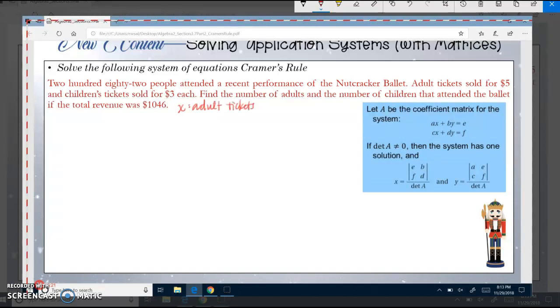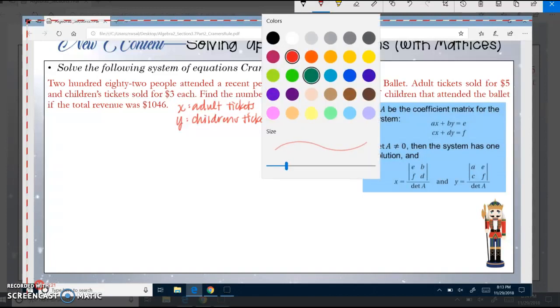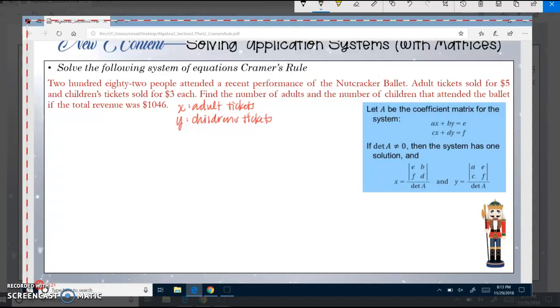And then the other kind of ticket that we're selling is children's tickets. So adult tickets are X, and I'm going to call children's tickets Y. So then I want to go ahead and set up so I can solve two different equations. If I know that 282 people attended overall, that means if I add X and Y together, I have 282 overall attendees. So this value in front of the X and in front of the Y is just a 1. So that's my first equation, just talking about total attendance.